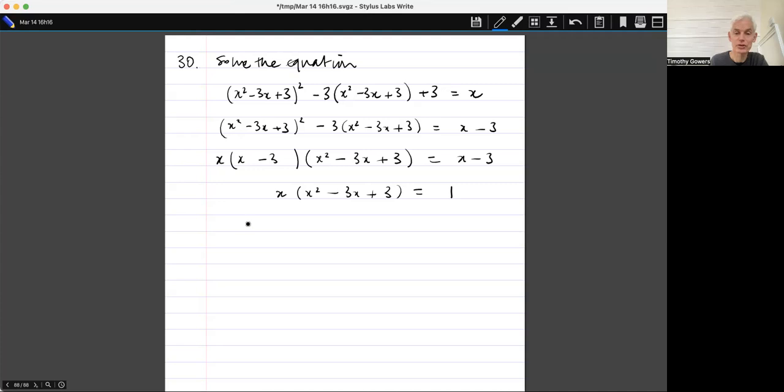Was there a nice way of seeing that? Oh, x cubed minus 3x squared plus 3x minus 1, that's slightly embarrassing, equals 0. So we have x minus 1 cubed equals 0. So the solutions are x equals 1 or x equals 3.